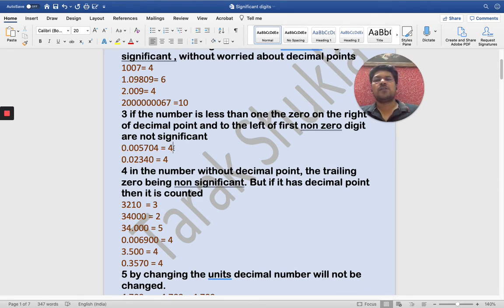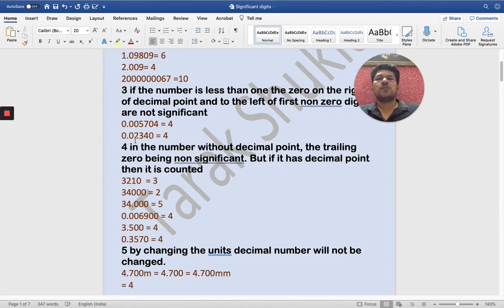Now we have 0.02340. You can see on the screen that I have two zeros at the beginning. They are not part of our significance journey, which is why they are not considered significant digits. But the zero at the end is considered a significant digit. So the total number of significant digits is 4.